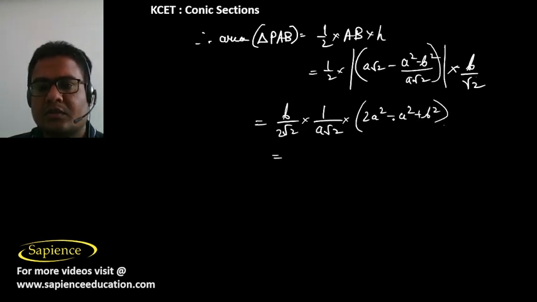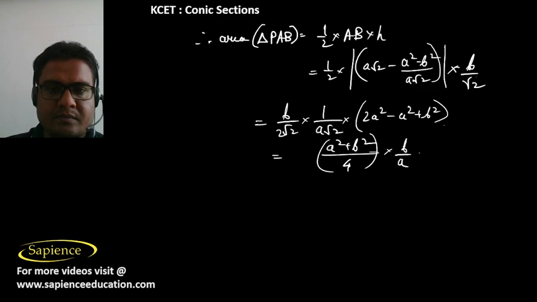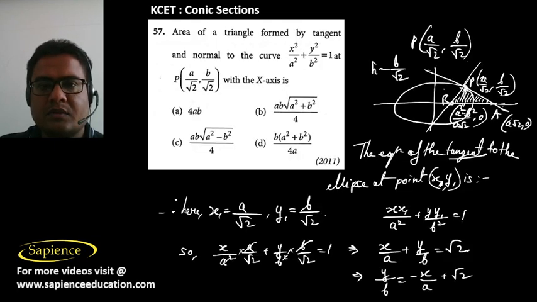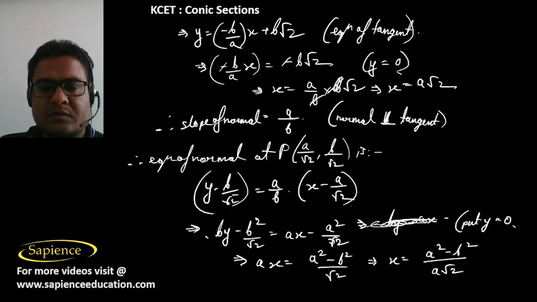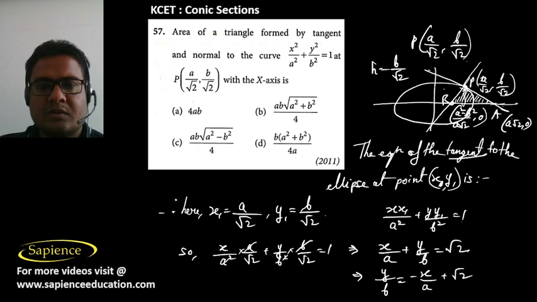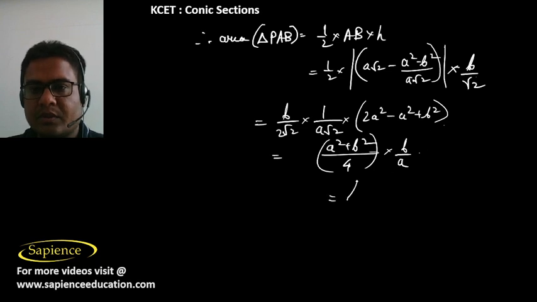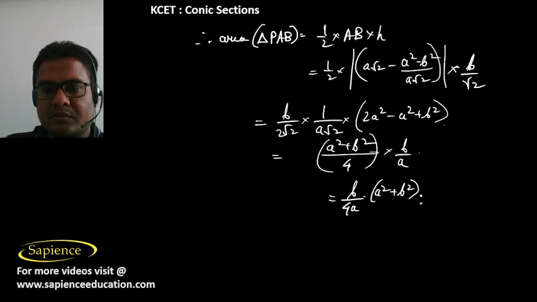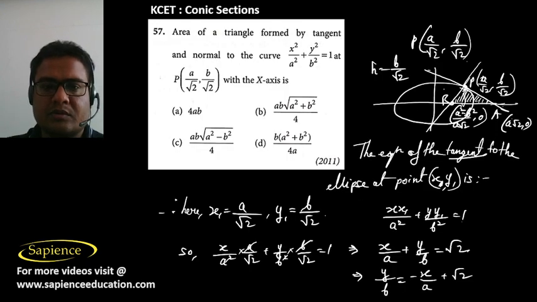So this will be a square plus b square by 4. So therefore the final answer is b by 4a into a square plus b square. So option D is the correct answer.